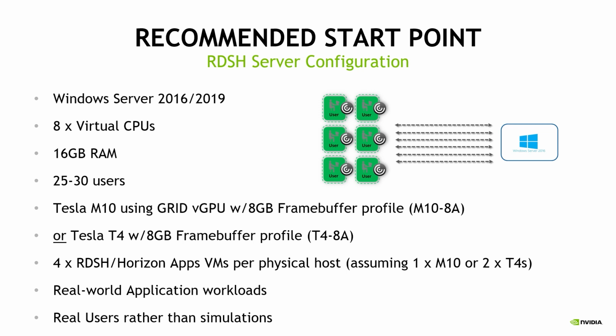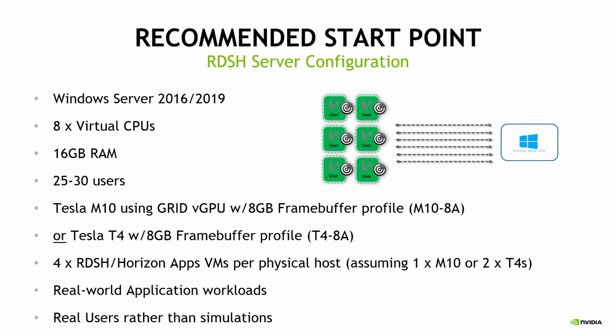So for that, we recommend that you would go with Windows Server 2016 or 2019. Okay, put 8 virtual CPUs into that virtual machine, a minimum of 16 gig of RAM. On the GPU side, we would definitely recommend something like a Tesla M10. That's a really good GPU to use. It's got a 32 gig frame buffer in it, and you can get a good number of density out of that. Or alternatively, you could use a Tesla T4.